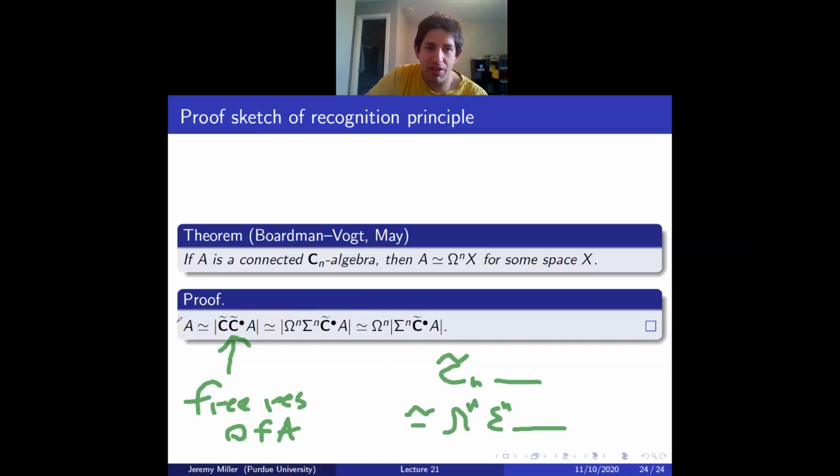It'll take us 3 lectures to fill in the details of this proof sketch. But morally, you prove it for free things, and then you construct free resolutions. So that's where we're going, and then we'll prove Bott periodicity.